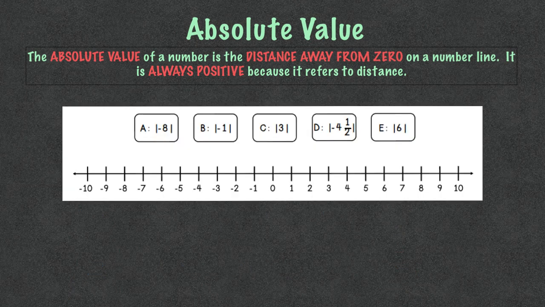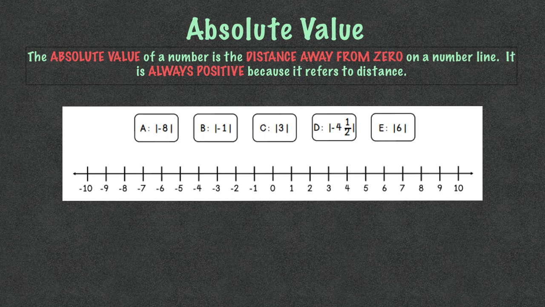All right, now let's let you try. So we have 5 examples. And what I want you to do is try to place these on the number line. Just to read these out for you, A says the absolute value of -8. B says the absolute value of -1. C says the absolute value of 3. D says the absolute value of -4.5. And E is the absolute value of 6.